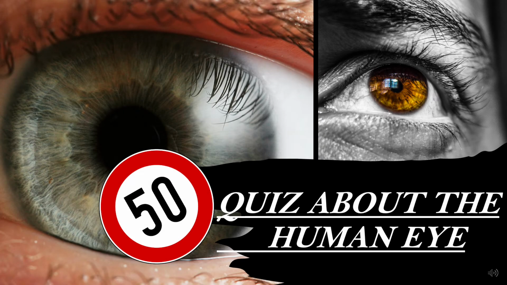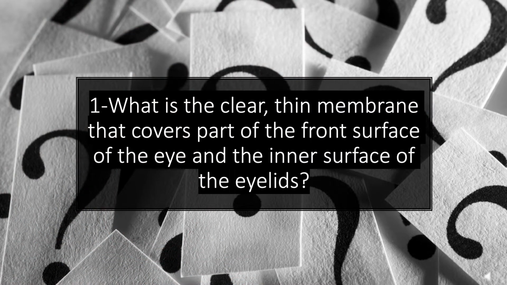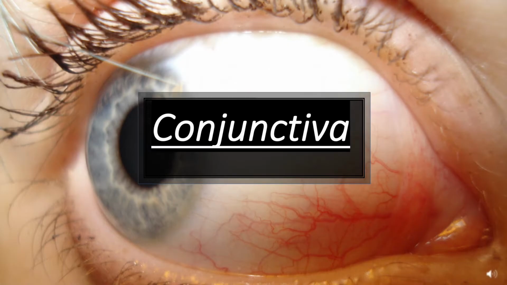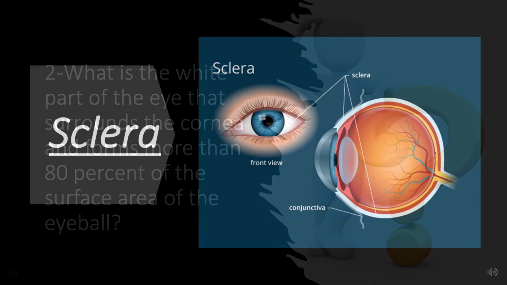We will learn about 50 quiz questions about the human eye in this video. 1. What is the clear, thin membrane that covers part of the front surface of the eye and the inner surface of the eyelids? Conjunctiva. 2. What is the white part of the eye that surrounds the cornea and forms more than 80% of the surface area of the eyeball? Sclera.